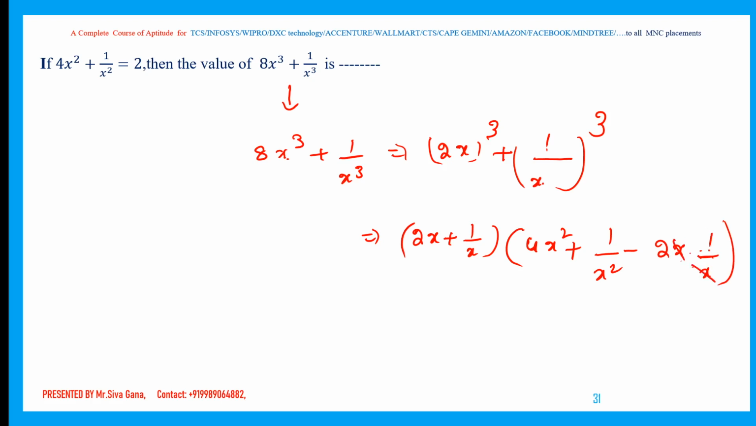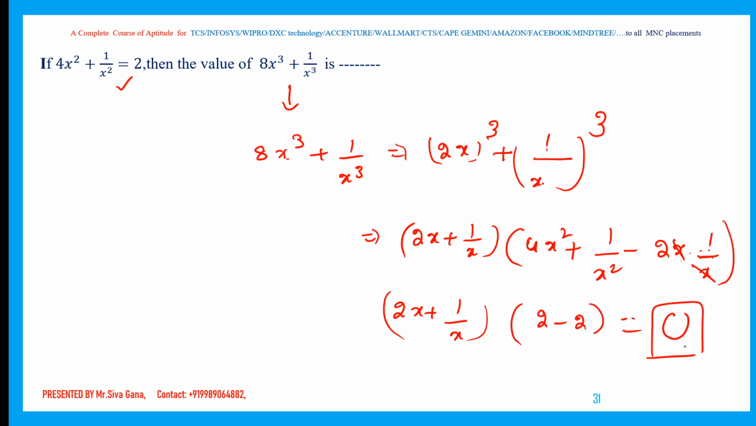So, x gets cancelled. So, this is 2x plus 1/x, into 4x square plus 1/x square minus 1. 4x square plus 1/x square is 2. This is 2 minus 1, so 2 into 0. The whole term is 0. Answer for this question.